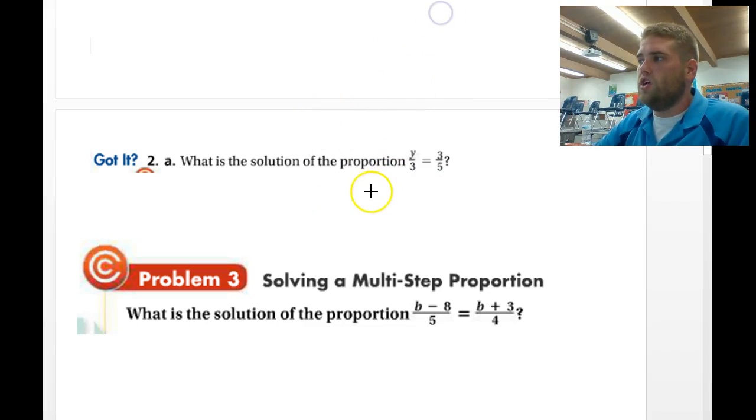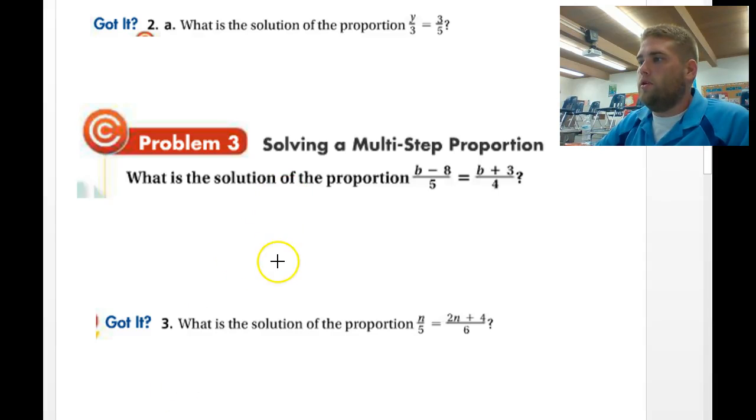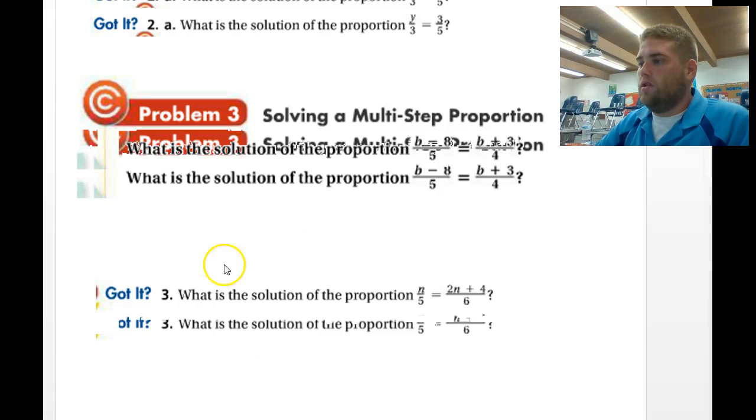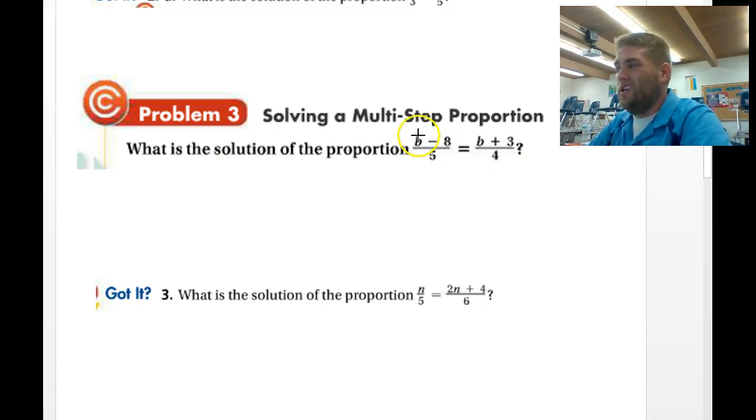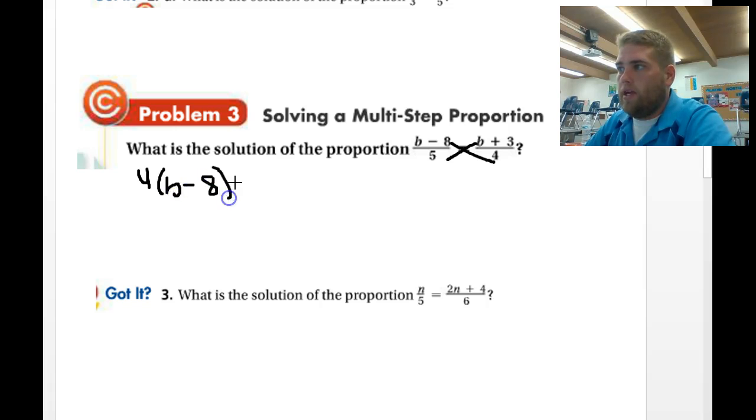Now on to problem 3, where it gets a little more fun. So what is the solution to the proportion? It's the same thing. Just because there's more numbers, don't worry about it. We're going to multiply here and multiply here. So it's 4 times b minus 8 equals 5 times b plus 3.